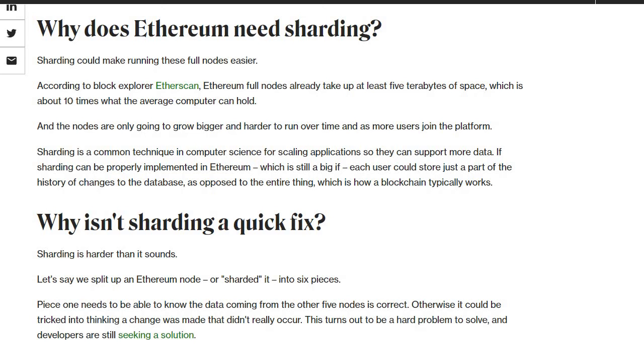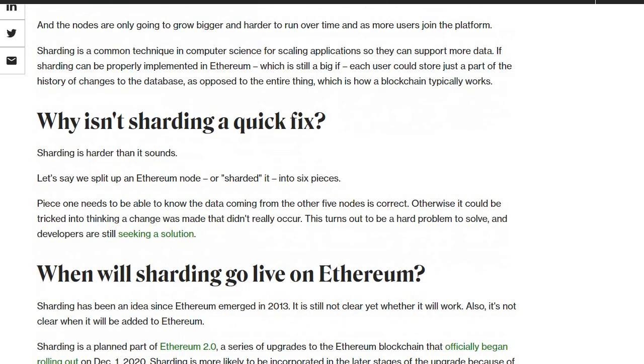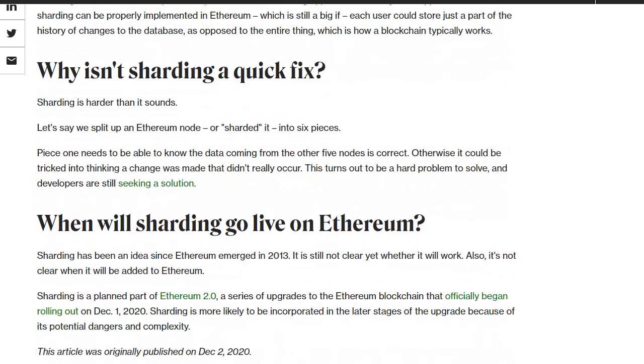If sharding can be properly implemented in Ethereum, which is still a big if, each user could store just a part of the history of changes to the database, as opposed to the entire thing, which is how a blockchain typically works. Why isn't sharding a quick fix?